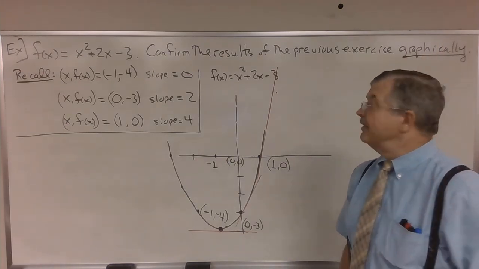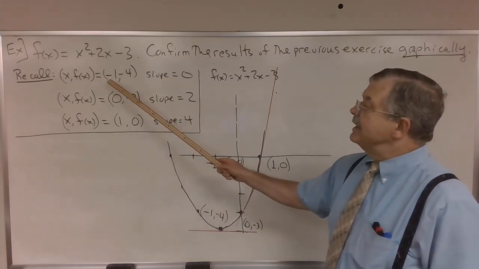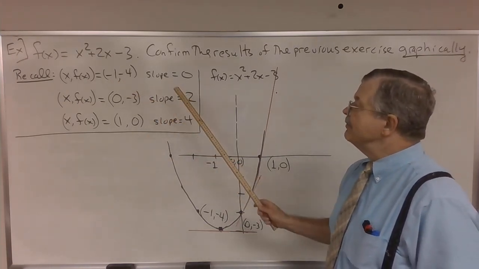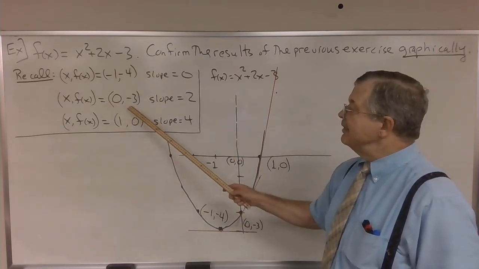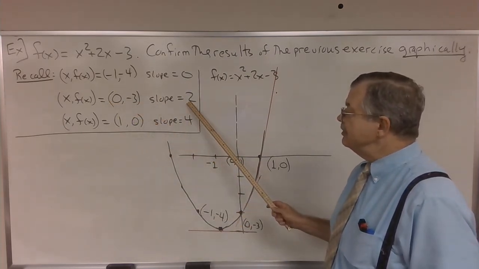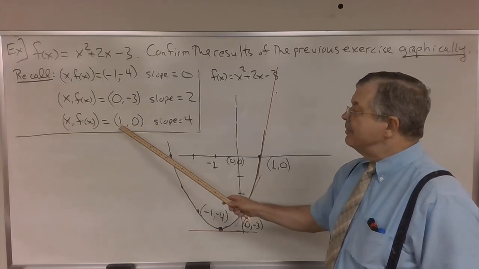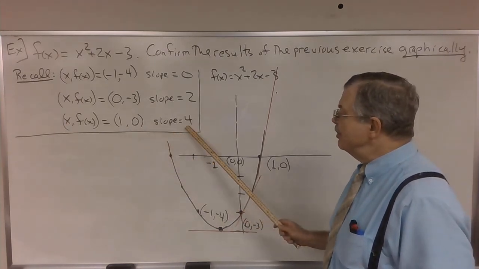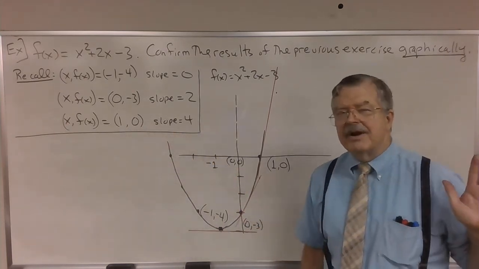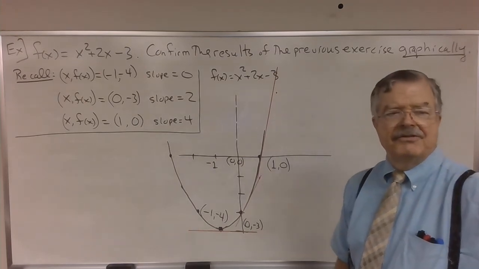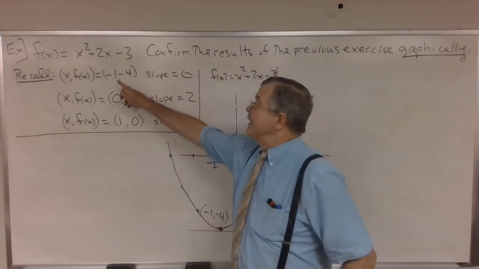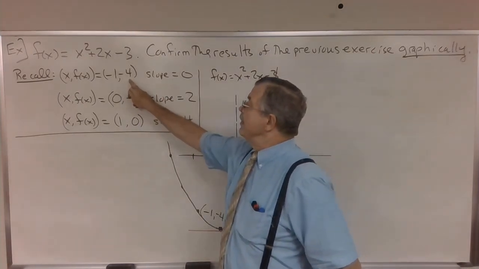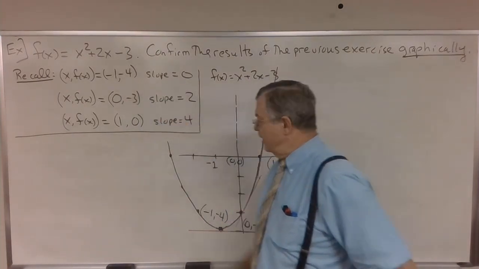Okay, here are the results. At the point -1, -4, the slope is 0. At the point 0, -3, the slope is 2. At the point 1, 0, the slope is 4. That's what our derivative told us in each case. So what about this one? The point -1, -4, the slope is 0.